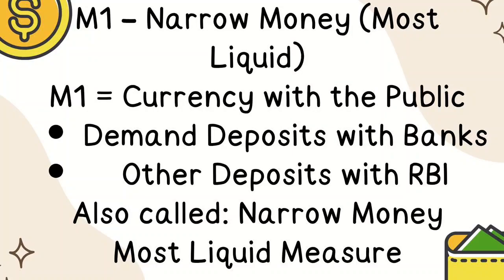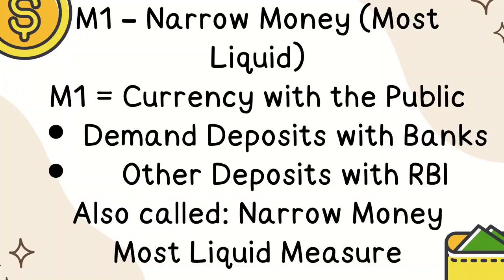Now let's begin with the first measure, M1. This is the most important measure to understand because it contains the forms of money that people can use almost immediately. M1 is also called narrow money. Many students wonder, why narrow? Because it includes only the most liquid forms of money.